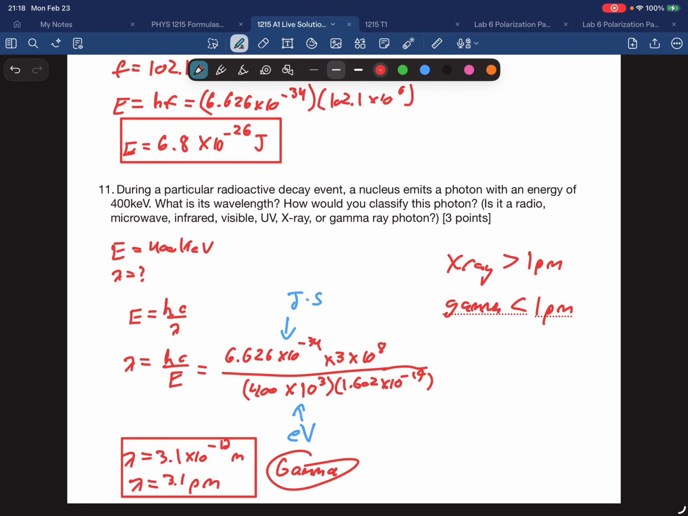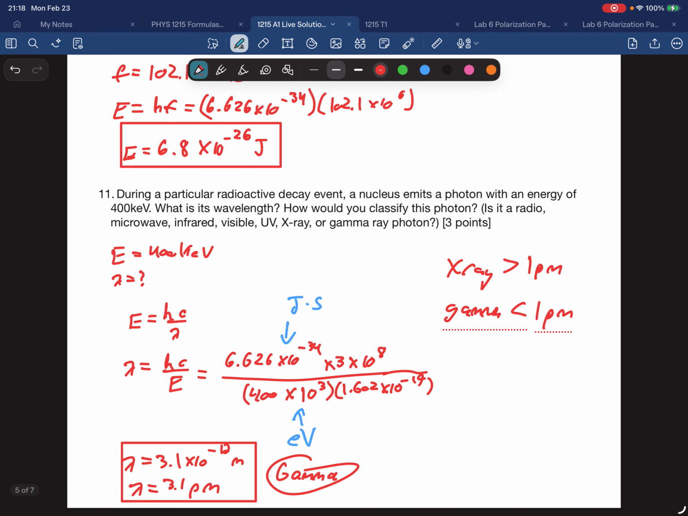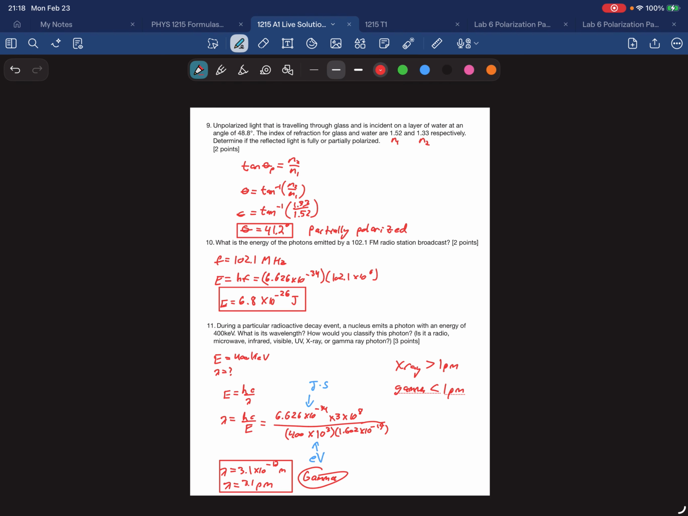Pretty much everywhere you look online, Google though, it'll tell you that it's a gamma ray, because it's very, very close to being below 1 picometer. So it's on the fence. I accepted both answers as correct. I do think nearly everybody said gamma. Off the top of my head, I don't know if anybody said X-ray. If you did, I gave you the mark though.